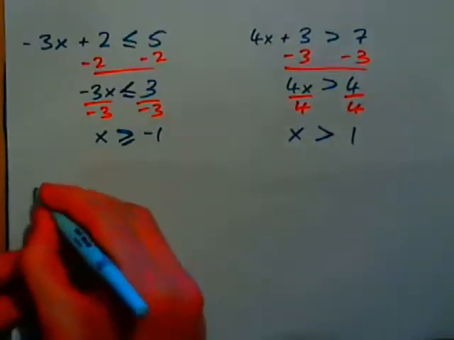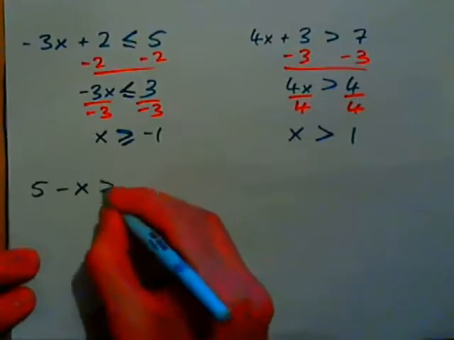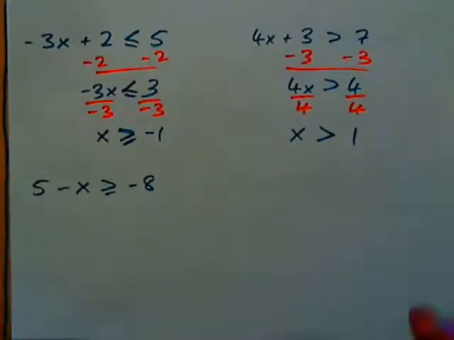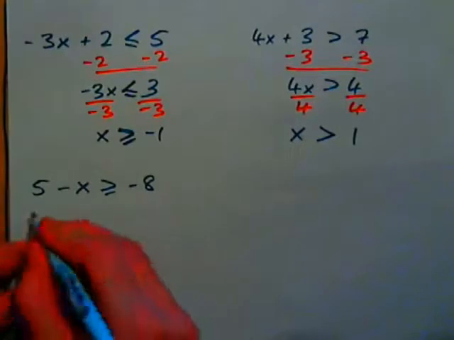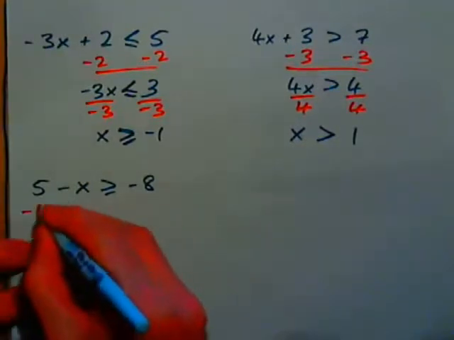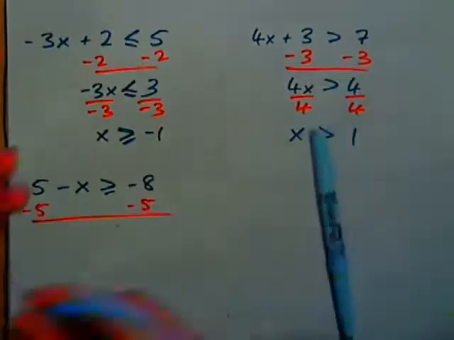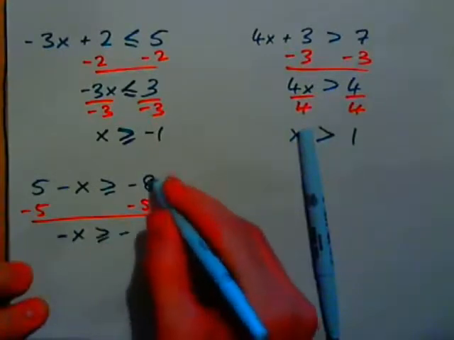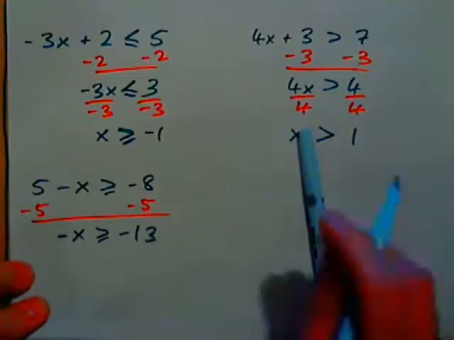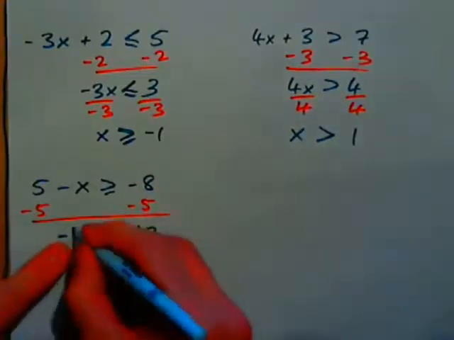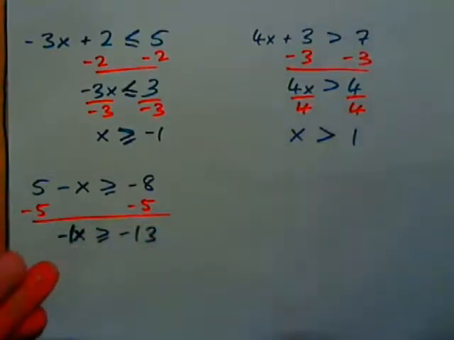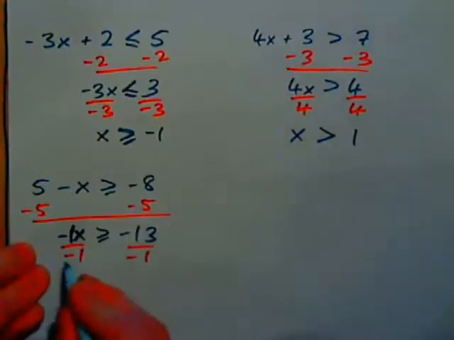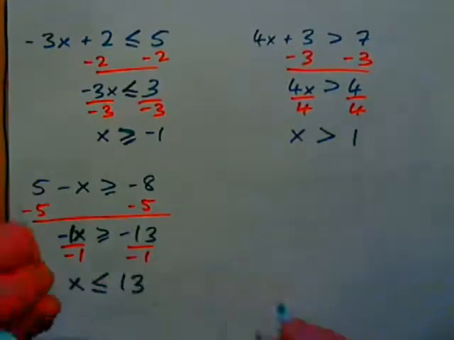How about this? 5 minus x is greater than or equal to negative 8. So we can subtract 5 from both sides, and we get not x, but negative x on this side is greater than or equal to, and 8 negatives and 5 negatives make 13 negatives. Now what do we do with this? It's negative x. Isn't that negative 1x? The coefficient is negative 1. So x has been multiplied by negative 1, so to get x by itself, divide by negative 1 on both sides, and we get x is, and we divided both sides by a negative, so less than or equal to 13. Okay?